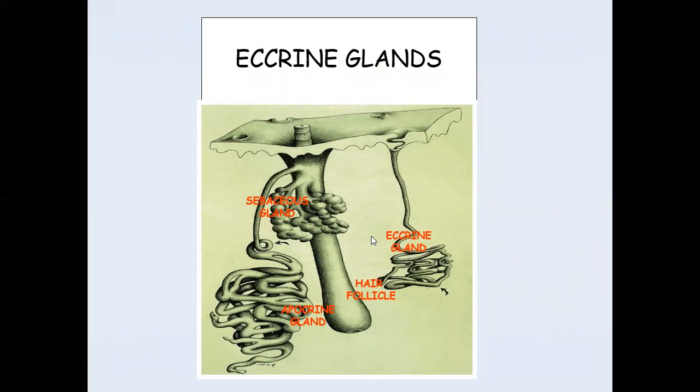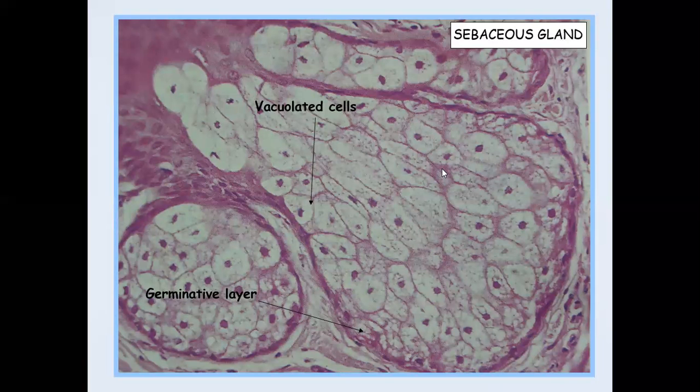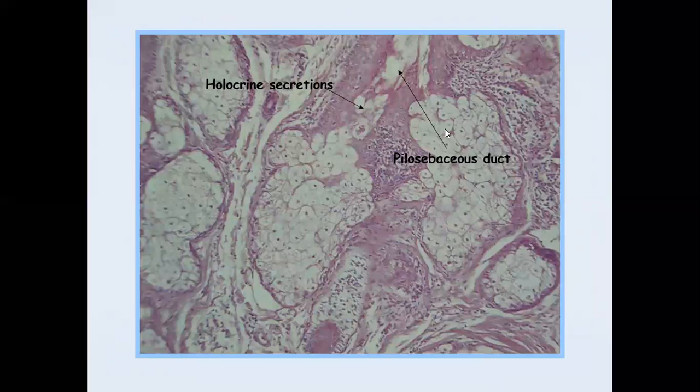So eccrine glands are obvious here. Sebaceous glands are vacuolated cells that produce decapitating secretions, and they are present. You can see the cells disintegrating and producing sebum, which enters into the ducts which are connected to the hair follicle. So you can see here, these are the sebaceous glands, and they are producing sebum. Sebum is produced by disintegration or decapitation of these glands.